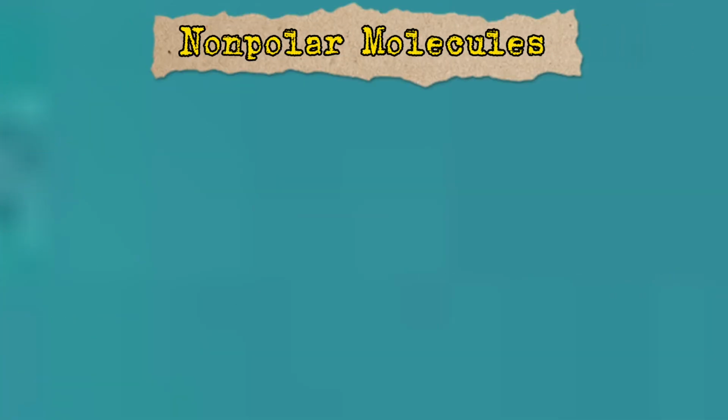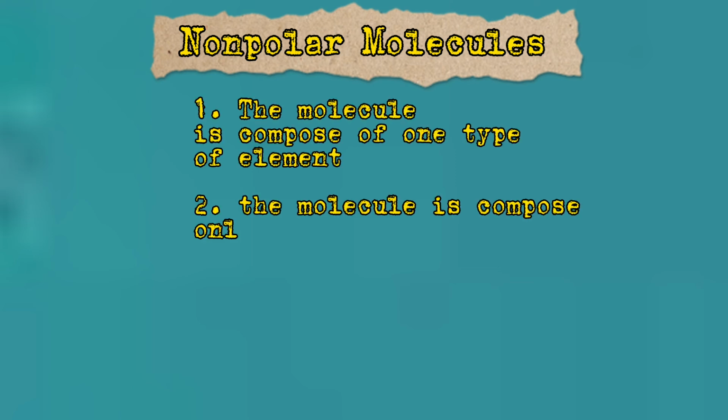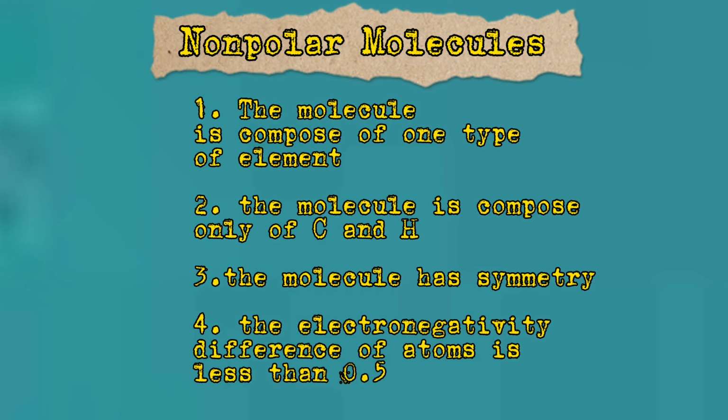And that's it for our lesson for today. To summarize it all, here are our quick ways to identify if a given molecule is polar or non-polar. For non-polar molecules, it must be: 1. The molecule is composed of only one type of element. 2. The molecule contains only carbon and hydrogen. 3. The molecule shows symmetry. And 4. The electronegativity difference of the atoms is less than 0.5.